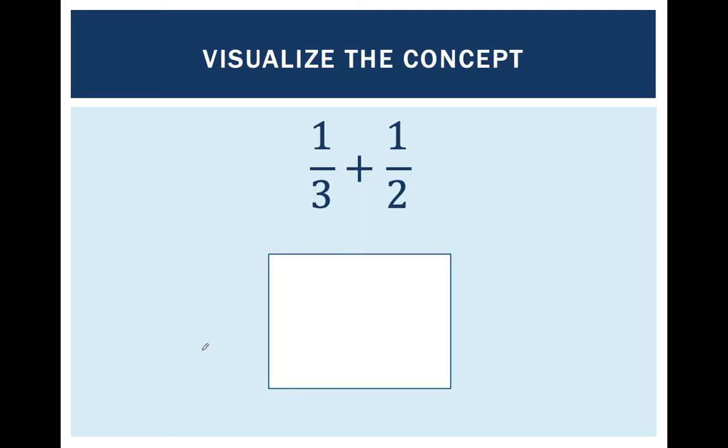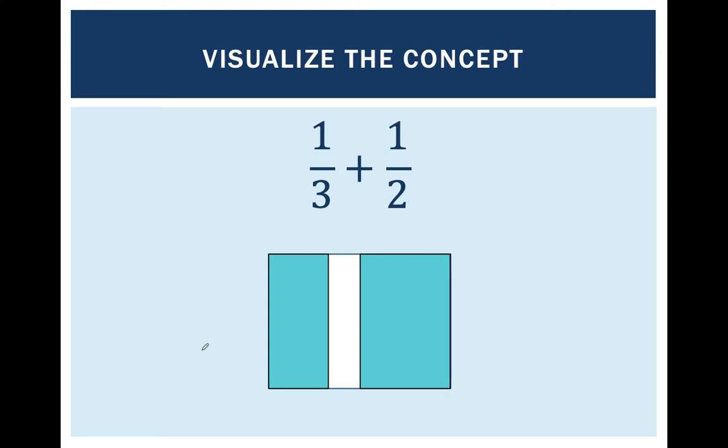So we have this rectangle and we split it into thirds. This blue section represents 1/3 of the full rectangle. And we are also going to add half. So if I split it in half, this second blue rectangle represents half of the full rectangle. I want to know by adding them what total fraction of the larger rectangle is filled up.